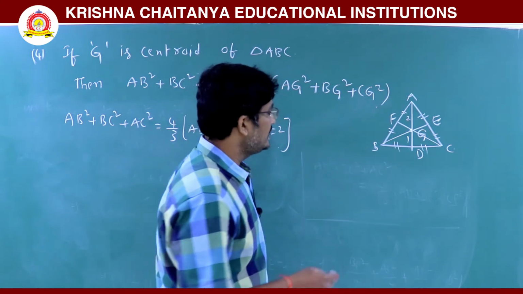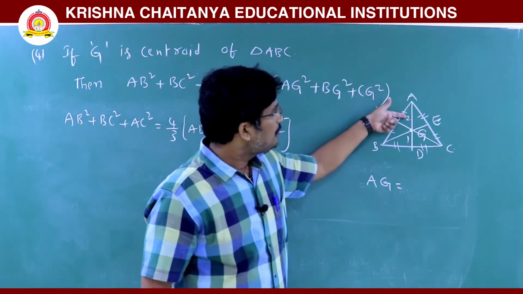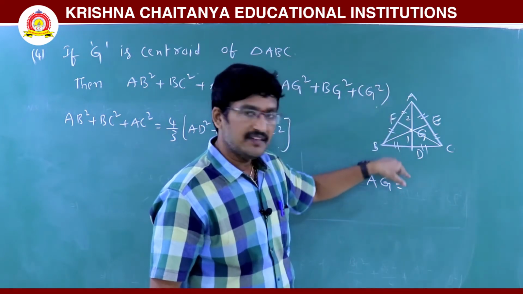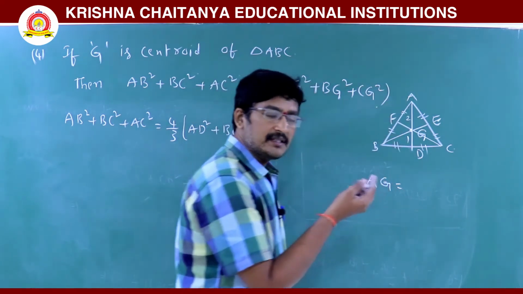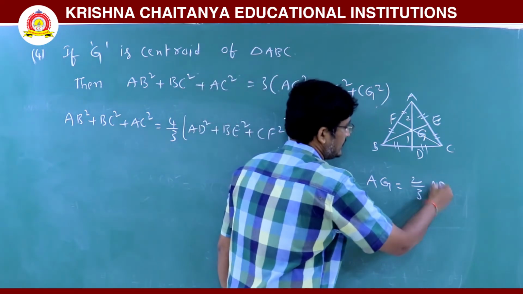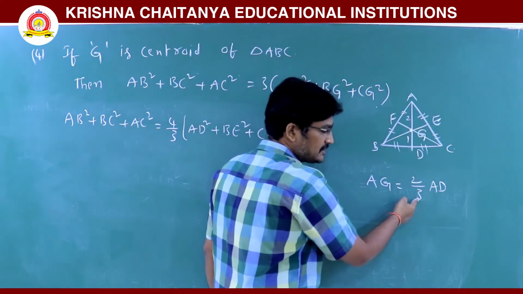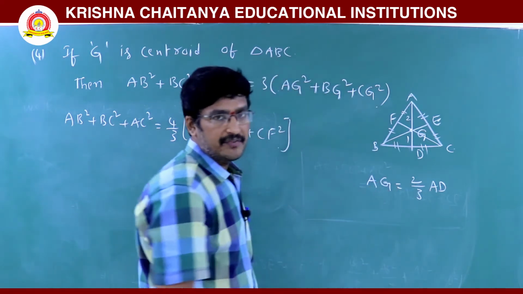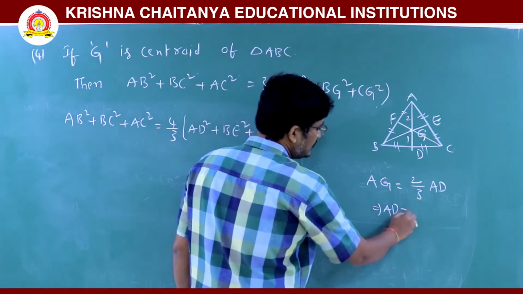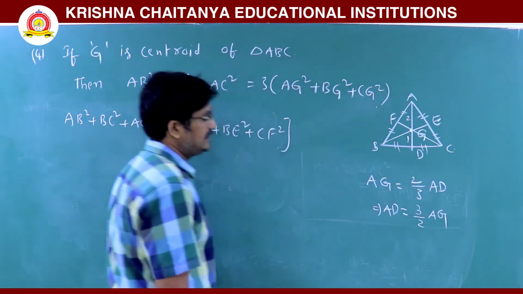That means, what about AG? The AG is 2 parts of the 3 parts of AD. That is 2 by 3 AD. So this is complete AD. You make this into 3 parts, 2 parts is AG. AG equal to 2/3 of AD. In this way, AD length is equal to 3 by 2 AG. 3 by 2 AG, that is AD.